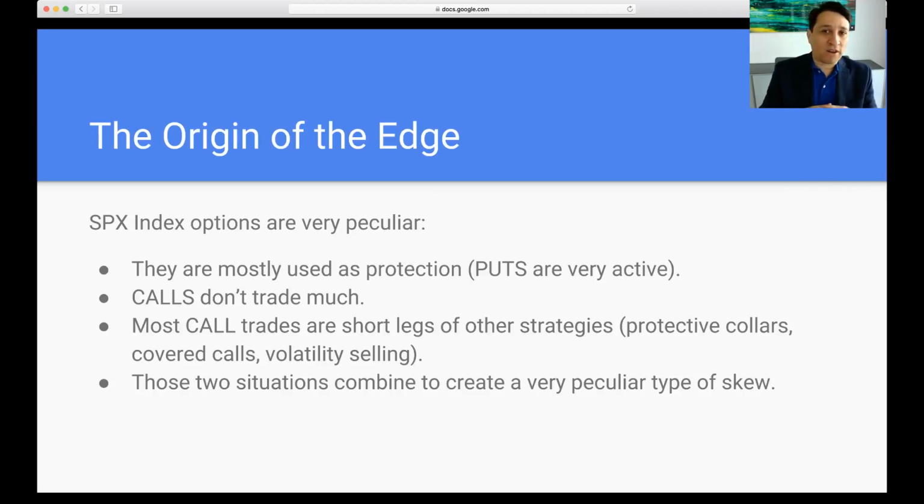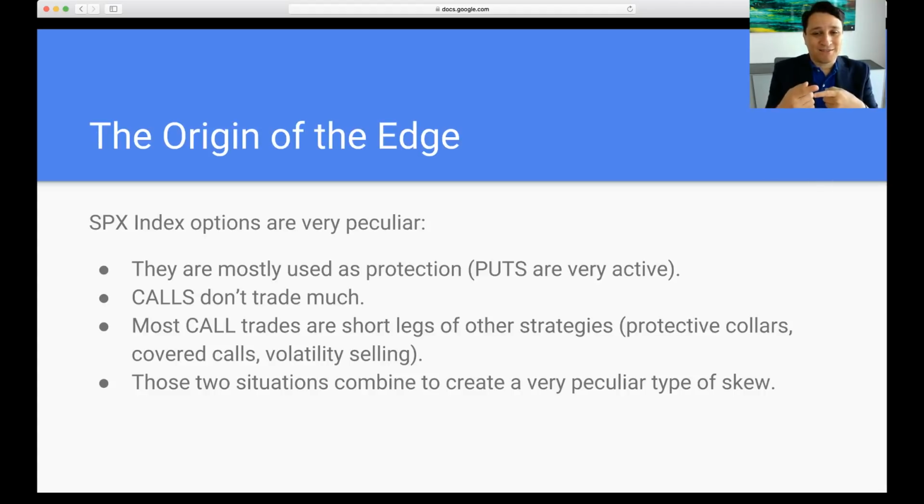So if you're running a mutual fund, or you're running a big bank, or you're running a big diversified portfolio, you want to have protection on it all the time. And the most convenient way of protecting your portfolio is to use index options like puts in SPX. That's why you see puts traded so frequently. They are incredibly liquid, tremendously liquid, and the reason for that is because they are used as protection.